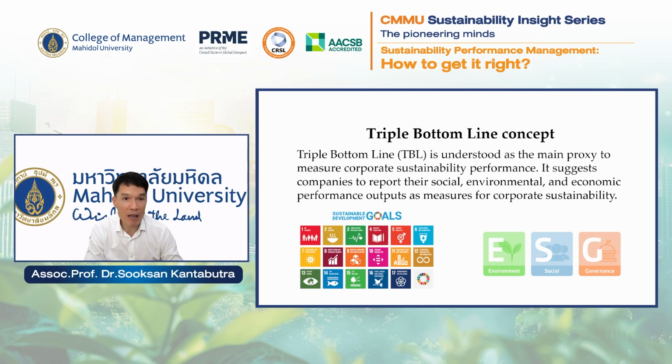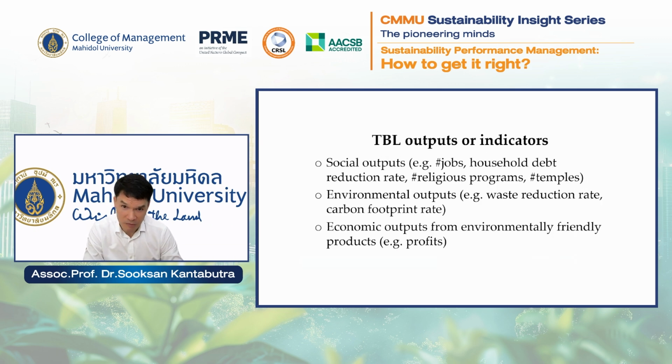So the triple bottom line is understood as the main proxy to measure corporate sustainability performance. It suggests companies report the society, environment, and economic performance output as a measure of corporate sustainability. If you have been doing SDG or ESG, you are doing this sustainability triple bottom line strategy already. Now the triple bottom line strategy indicators come out something like this. Social output: the jobs that you created in the community, household debt reduction rate, the number of religious programs that you sponsor, or temples that you have been sponsoring. Environmental output like waste reduction rate, or carbon footprint rate and all that. Economic output, for example, environmentally friendly products, like how much profit you make from environmentally friendly products. So this is the triple bottom line output.